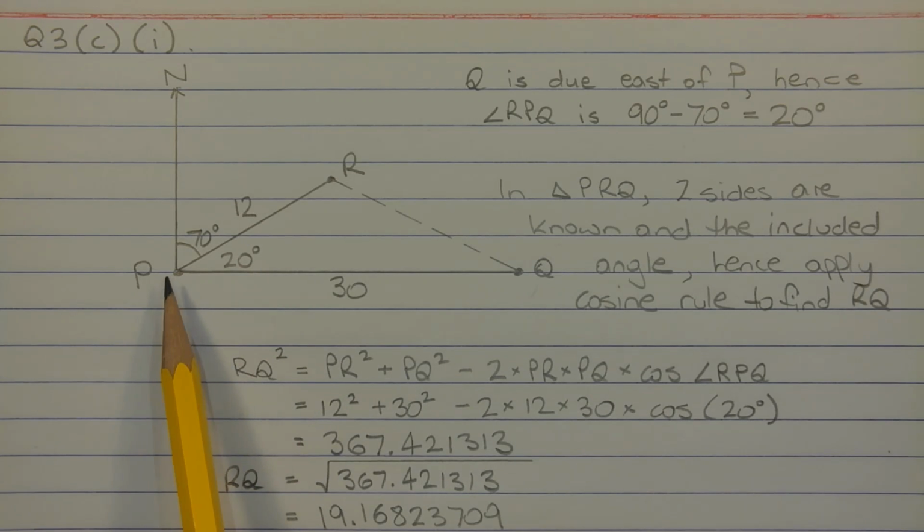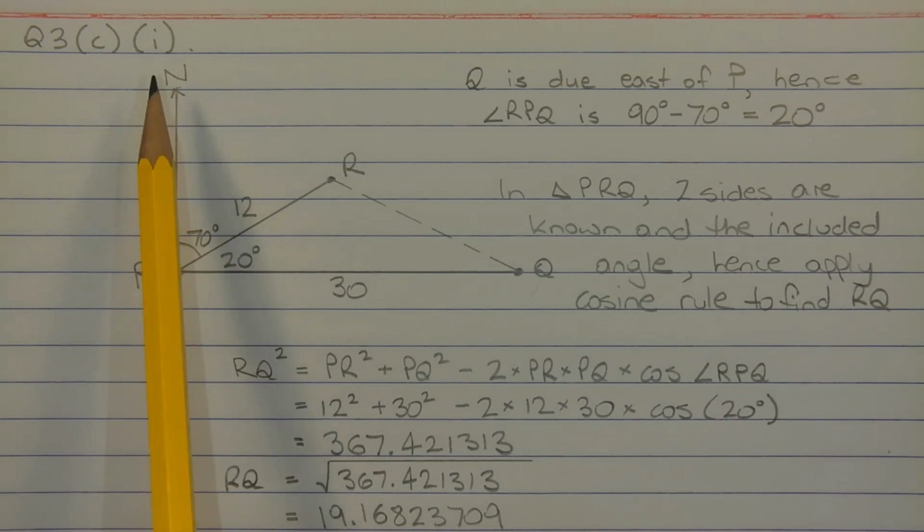It is given that point P is due west of point Q. That means point Q is due east of point P. So the bearing of point Q is 090 degrees, and that means angle NPQ is 90 degrees.